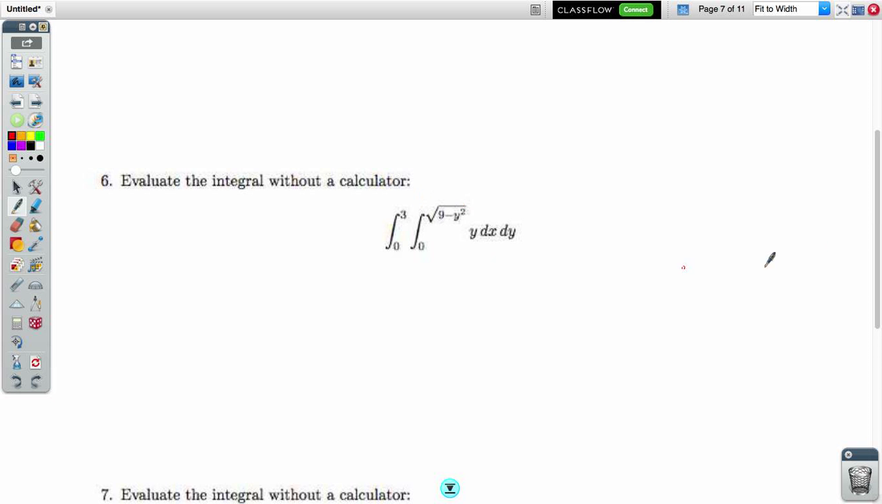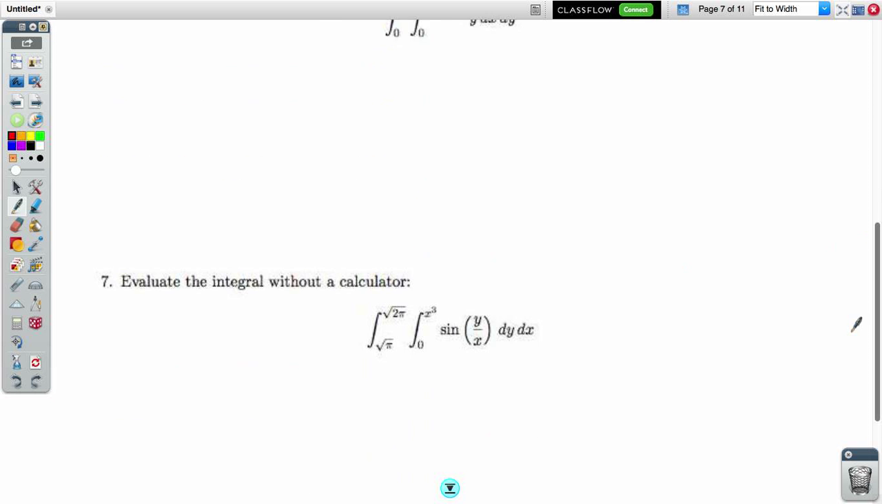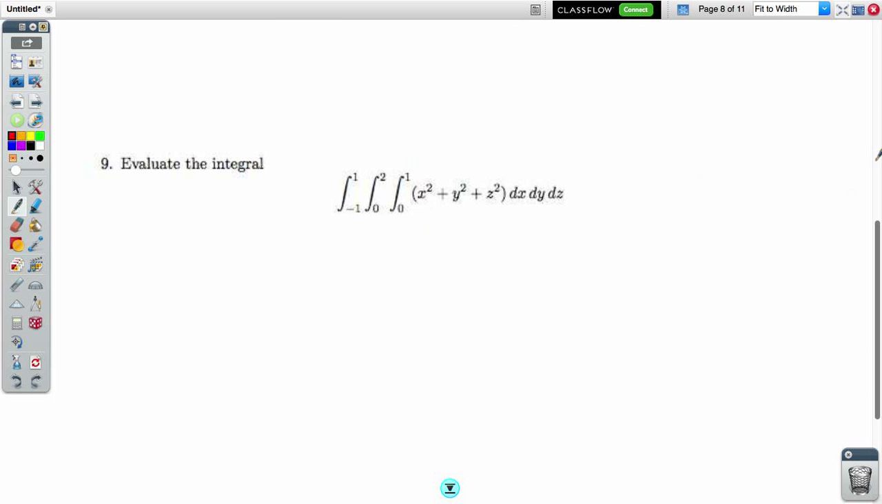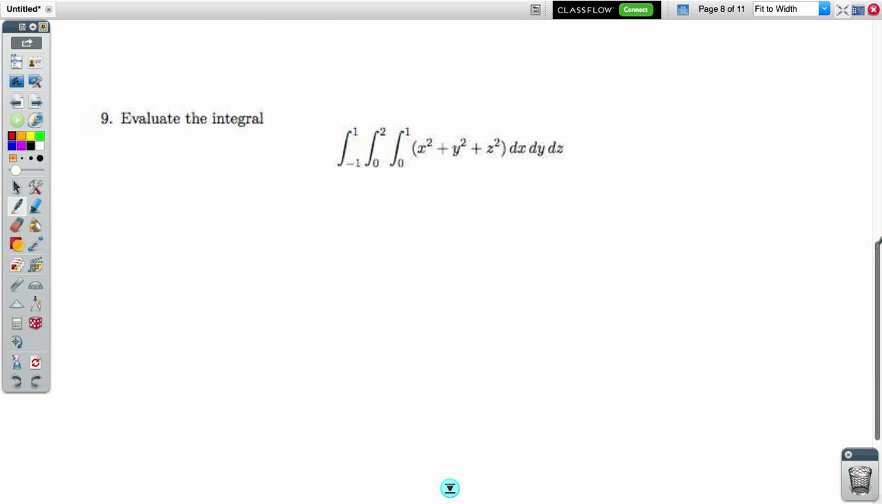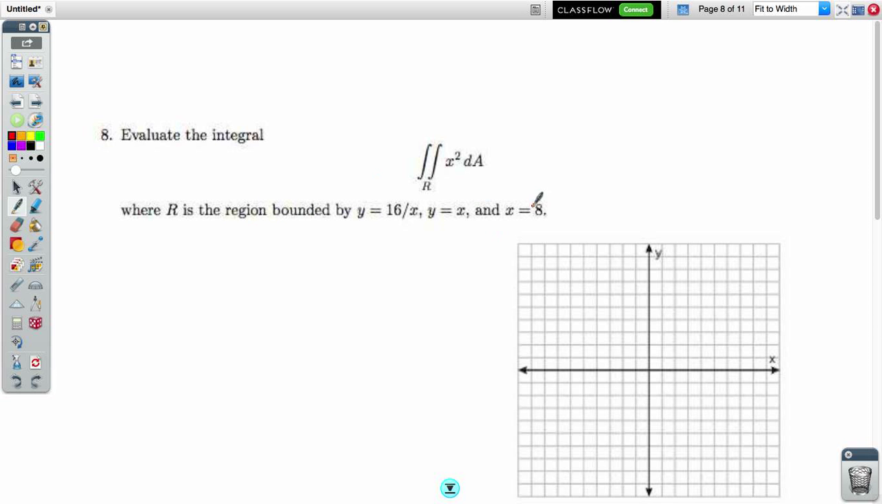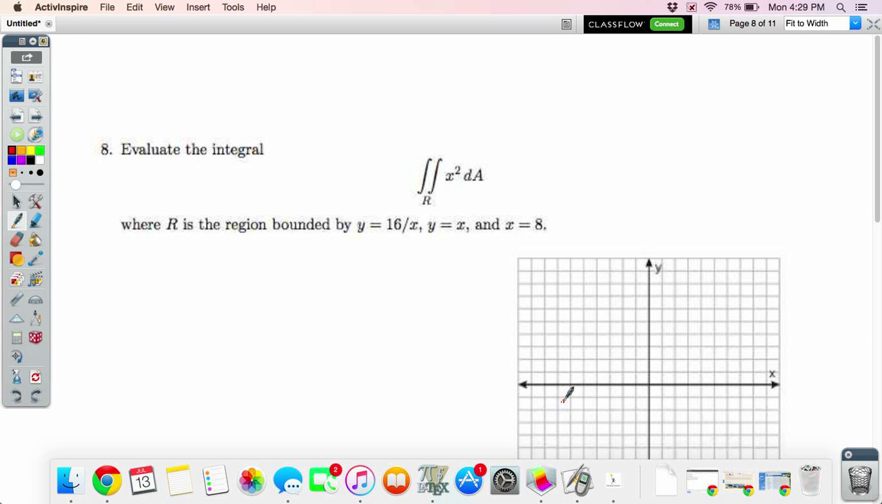Number 6, same idea, just practicing. 7 again. And number 8, you'll have to set up your own integral because I described the region here, so you're going to have to decide on the order. But you're ready now to do exercises all the way up through 8, or you can continue on to part 3 of the video and think about triple integrals before you do that.